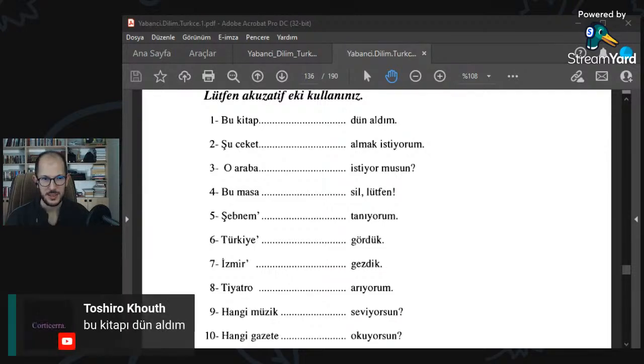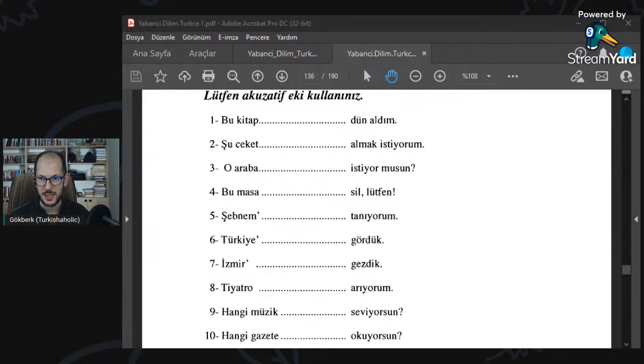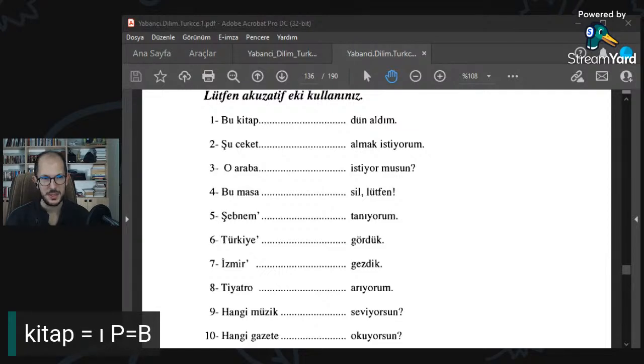Toshiro, you said "bu kitabı dün aldım." Okay, so the vowel harmony is correct, but there's a small mistake here. So kitap, when we attach the accusative case, the p sound becomes the b sound. So this is consonant assimilation, and certain letters in Turkish change when certain vowels are added. So p becomes b.